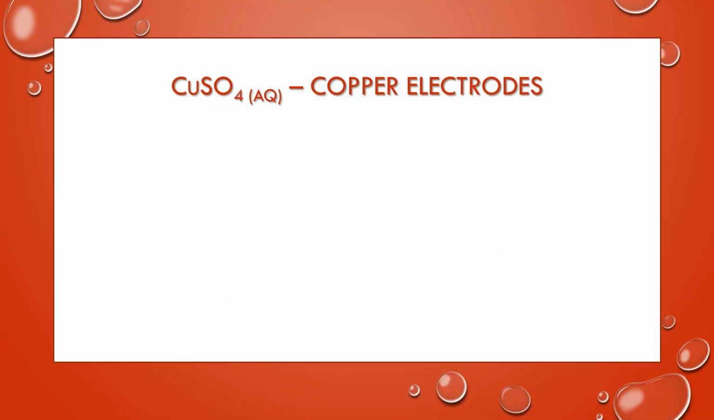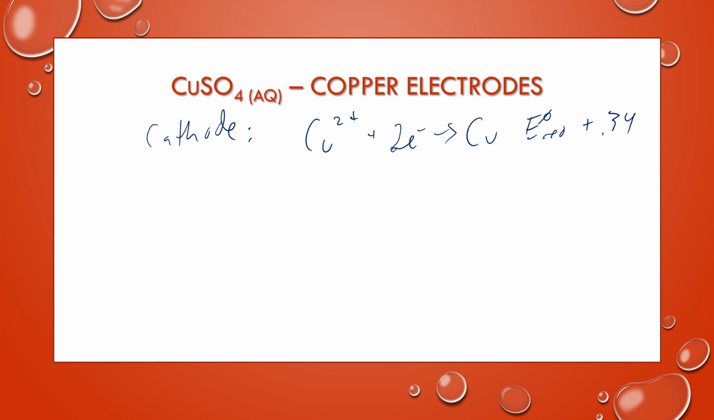However, we can also do electrolysis of aqueous copper 2 sulfate solution with copper electrodes instead of inert electrodes. At the cathode, the same exact thing is going to happen. We're going to take those copper 2+ ions, they will be reduced to form solid copper with a reduction potential of 0.34. So this one is preferable over the water.